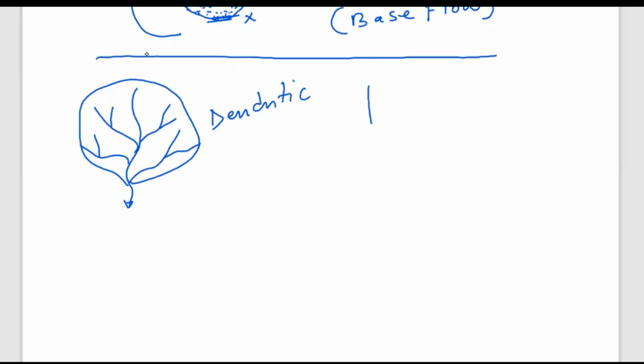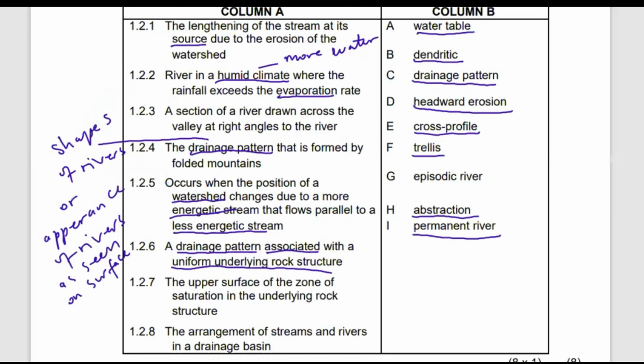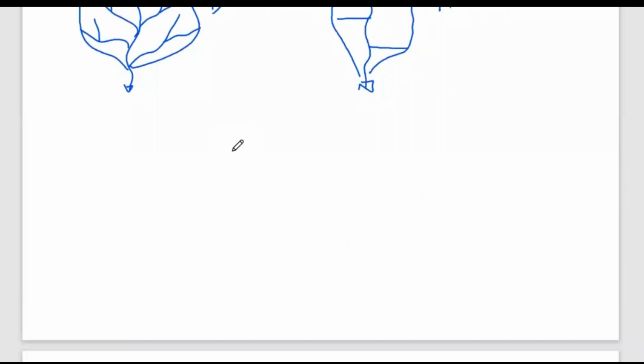dendritic. Some rivers are arranged in such a pattern where we see streams joining at right angles. And such a basin, we're going to refer to it as the trellis pattern. So if you check our question once again, it talks about the arrangement of streams and rivers in a drainage basin, which is the same as the shapes of rivers or the appearance of rivers. So the way they are being arranged, it will end up giving us a shape, right? So we have dendritic, trellis, we have rectangular, where the main stream has bends because it flows over jointed rocks. So this could be the rectangular.